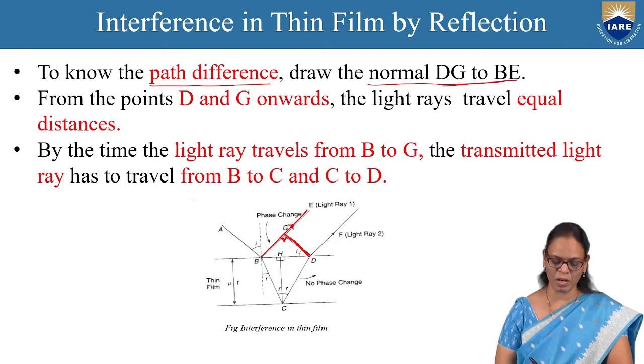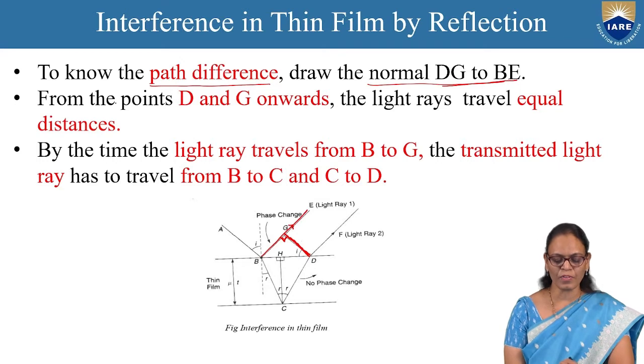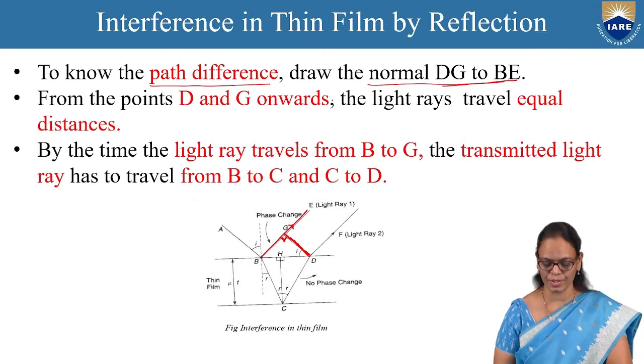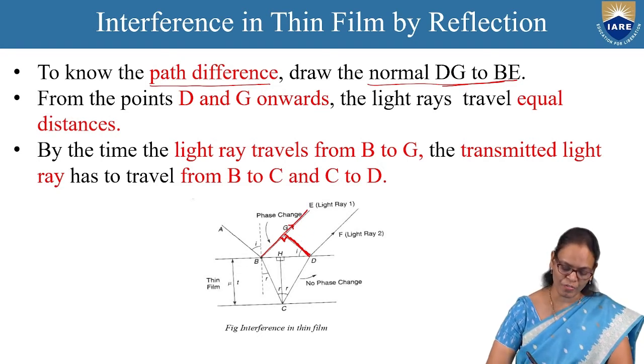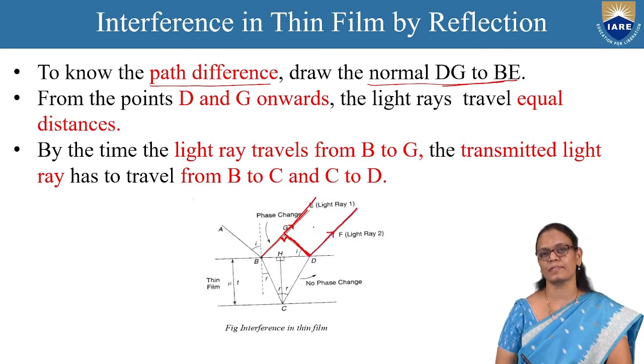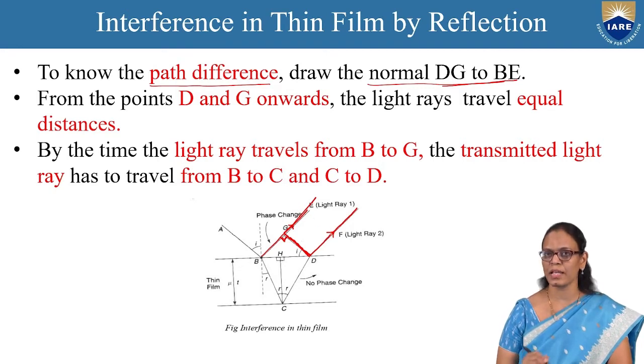DG to B. On BE, we are dropping a perpendicular from the point D. So this is 90 degrees. Now from the points D and G onwards, the light rays travel equal distance. If you see from the figure, from the symmetry of the figure, from this point and from this point, the light rays are traveling the same distance. Because we have drawn perpendiculars from here and here, these two are parallel lines, and so the distance traveled by them is the same.